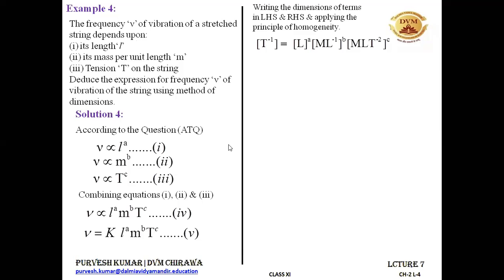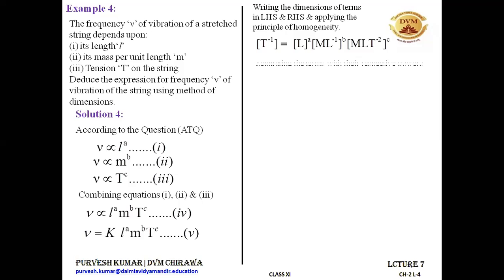L is the length, so the dimension will be capital L only. Small m is mass per unit length, so the dimension will be M L to the minus 1, M upon L, and the power remains the same, that is b. Similarly, tension T is some kind of force, so I have written M L T to the minus 2, to the power c.